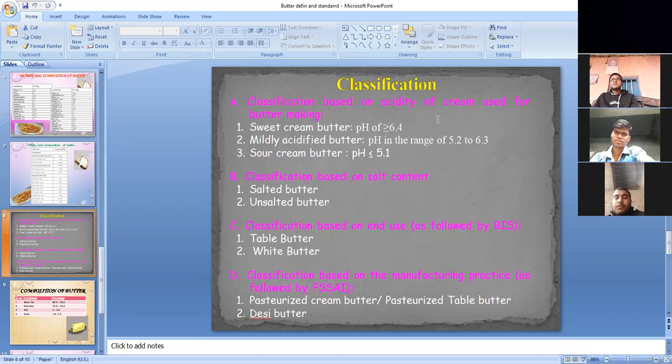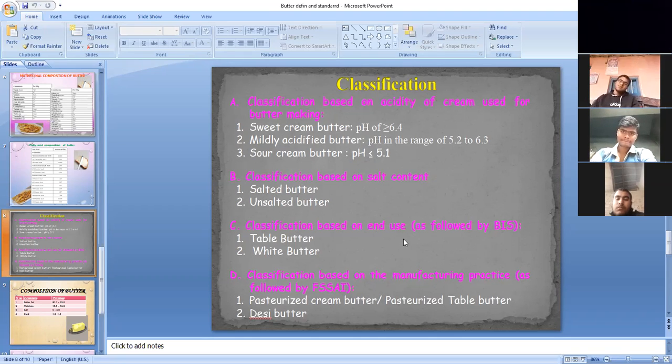So these are on the basis of number one. Number two, classification on the basis of salt content. One is salted butter, another one is unsalted butter. Salted butter contains salt, but not more than 3% of the weight of the butter. Similarly, unsalted butter means containing no salt, that is white butter. In white butter, we are not adding any salt. Generally salt is added to table butter, and it should not be more than 3% by weight as per regulation of BIS or as per standards of FSSAI.